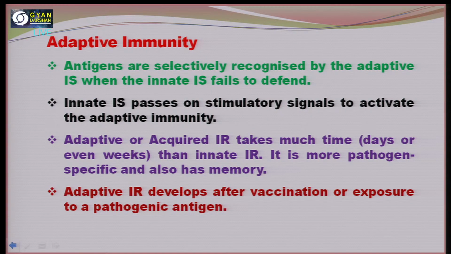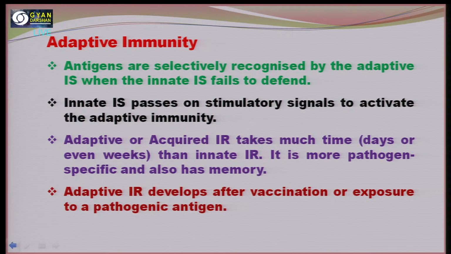As you know, antigens such as viruses, bacteria and fungi are selectively recognized by the adaptive immune system when the innate immune system fails to defend. When our innate immune system fails, then adaptive immunity will work. The innate immune system passes a stimulatory signal to activate the adaptive immunity. Basically, if innate immunity is able to pass the signals, then your adaptive immunity will be activated. Otherwise, your adaptive immunity will not be activated.